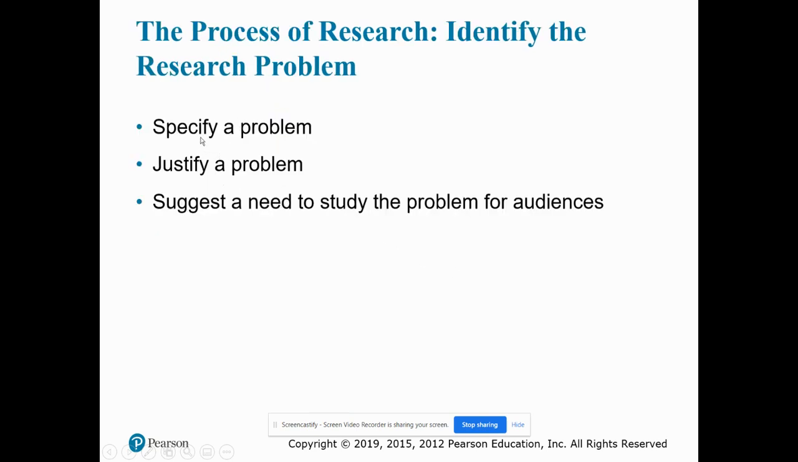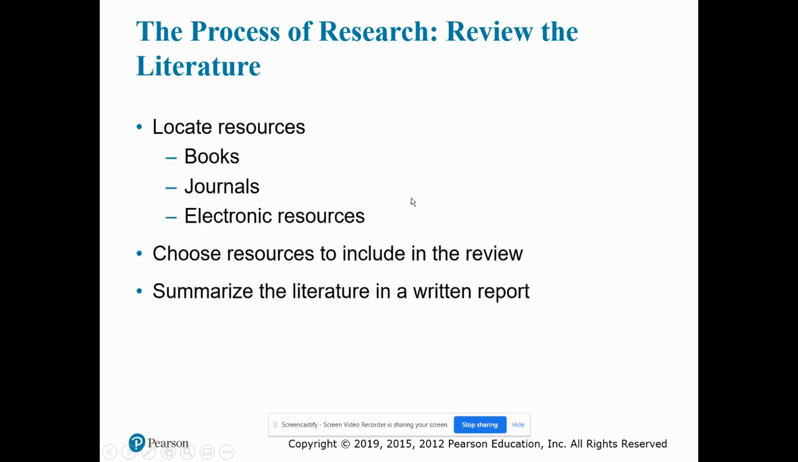So, identify the research problem. You're going to specify a problem, justify a problem, suggest a need to study the problem for your audience. You're reviewing the literature like we discussed. You're going to go and look for published articles from books, journals, electronic resources, and you're going to include them in your review. You're going to basically summarize what they have found, and then create your own literature review on that topic.